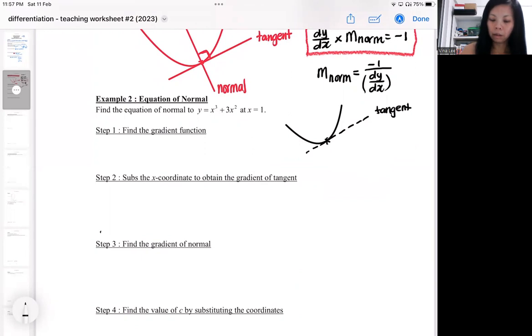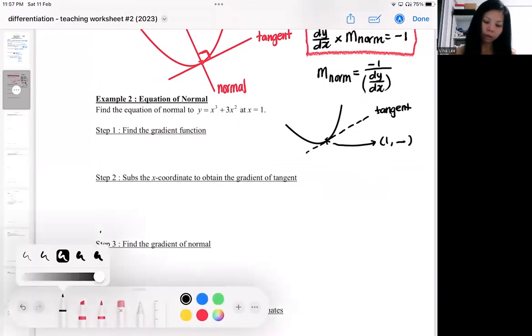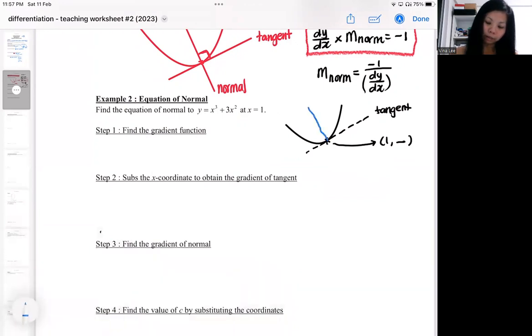Okay, and this coordinate is 1 something. Actually, of course, you can find the y coordinate. So I'm interested in the normal. I dot the tangent to remind myself that I didn't want the tangent. So I would like the normal.